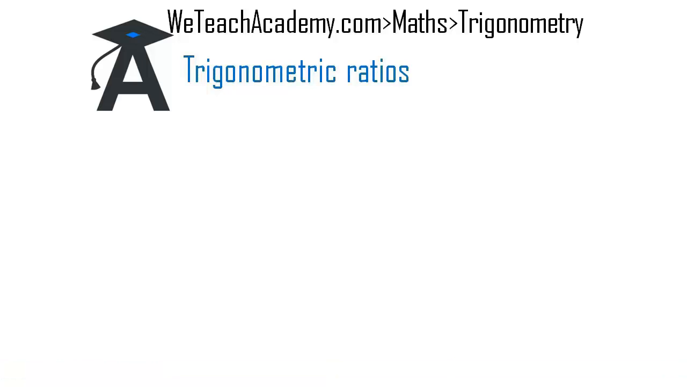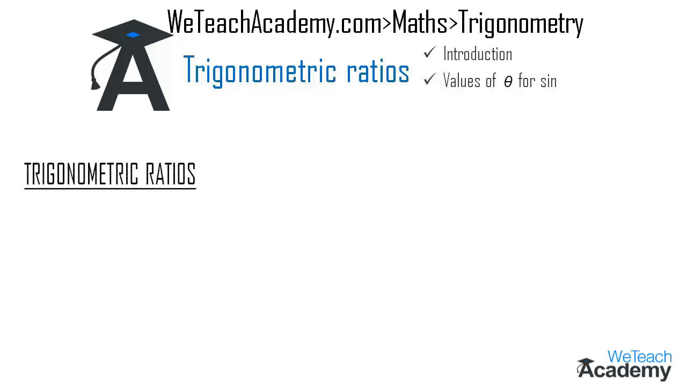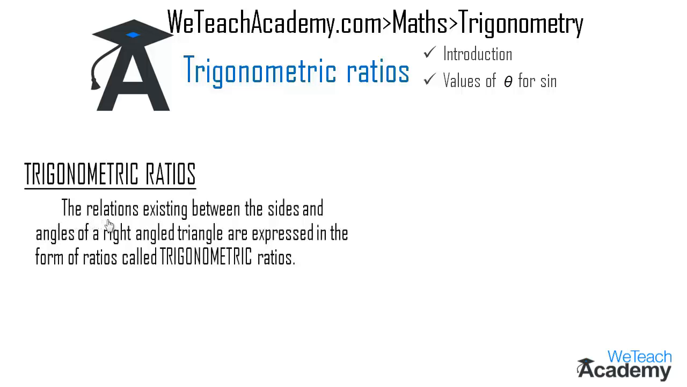So here in this video we are going to discuss this topic under two different sections. In the first section we are going to give an introduction for trigonometric ratios, and in the second section we are going to find the values of theta for sine. So, coming to the first section, where we are going to define trigonometric ratios. The relations existing between the sides and the angles of a right angle triangle are expressed in the form of ratios, which are called trigonometric ratios.